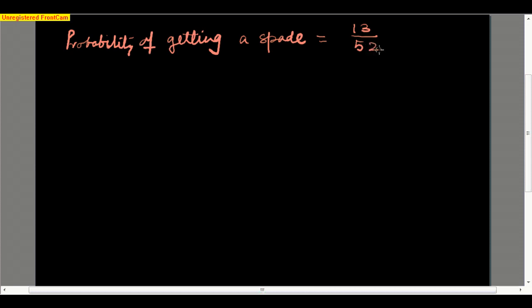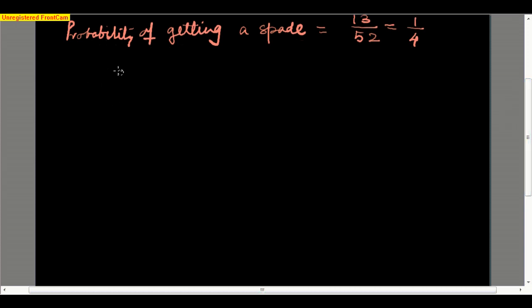The probability of getting a spade is equal to, there are 13 spades and the total number of cards is 52, that is 1 by 4.